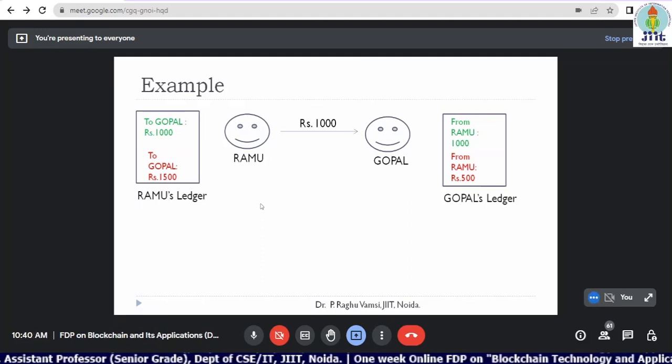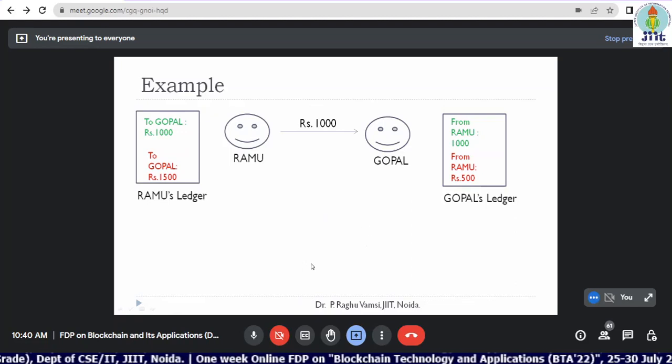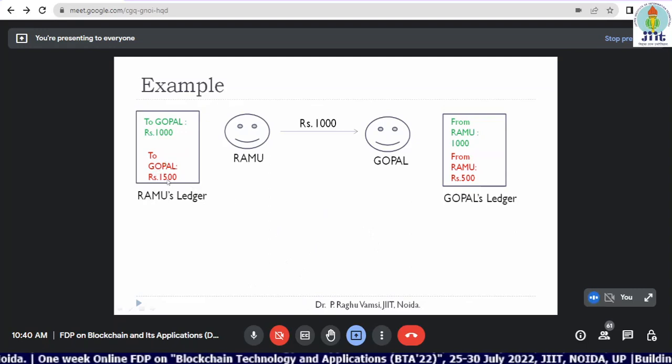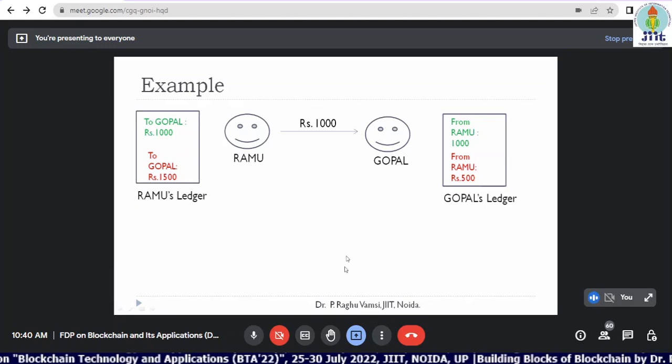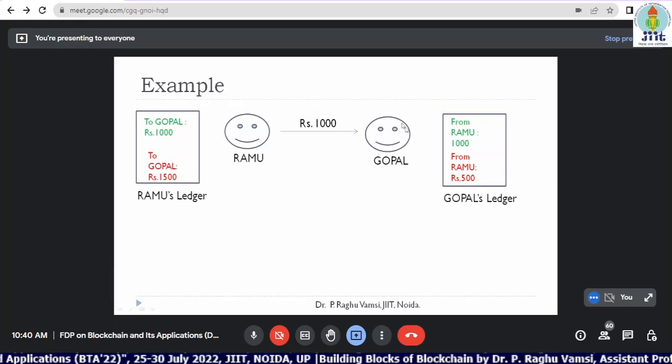But for example, if Ramu and Gopal are linked to a central server like a bank or some central database, obviously an auditor can verify the central database and easily say whether Ramu has sent Gopal rupees 1500 or not, or whether Gopal has actually received rupees 500 from Ramu or not. Because in the central server, all these transactions will be recorded. But when individual entities are working in a decentralized or peer-to-peer way, these kinds of things are not possible.